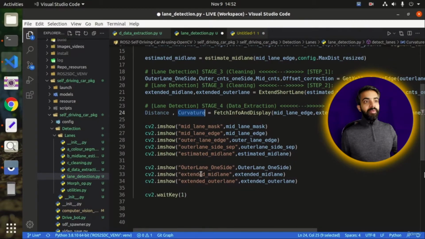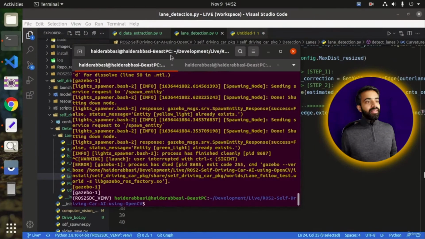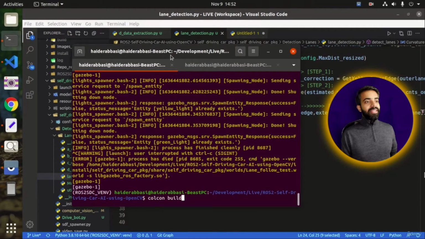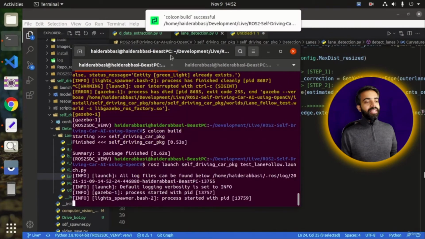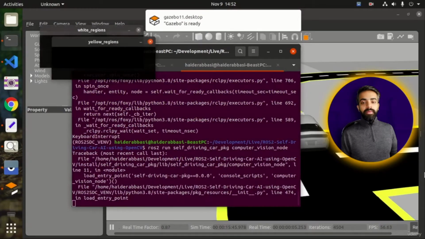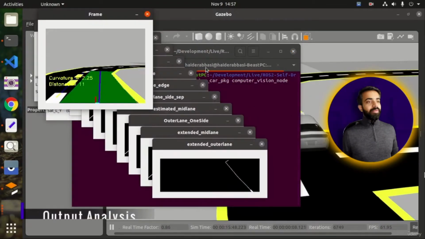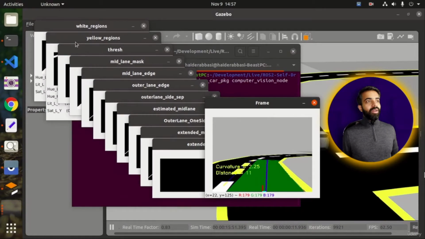Now let's see how it pans out when we run this particular project. For that, we move to a terminal and build our system by Qualcomm build. Once we have built it, we launch our simulation. Once the simulation has been launched, we now launch the computer vision node. Once we start the computer vision node, you will see the final output. As you can see, all the rest of the outputs are displayed as previously, but on the frame you can clearly see that everything has been displayed, so the lane detection module has been successfully completed.